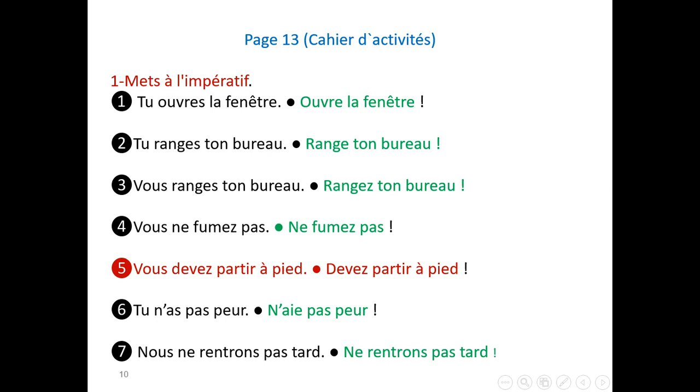Vous ne fumez pas, ne fumez pas. Clause number 5, remove it. Tu n'as pas peur, n'aie pas peur. Nous ne rentrons pas tard, ne rentrons pas tard.